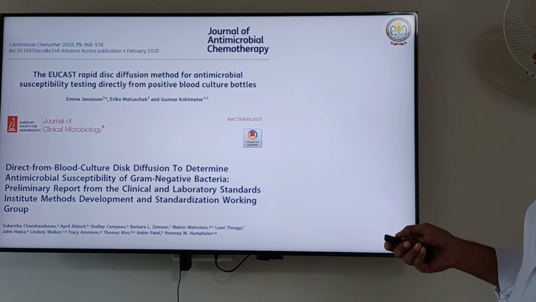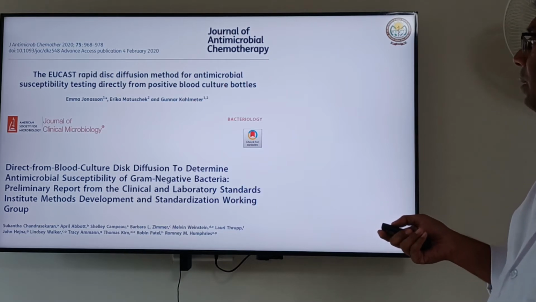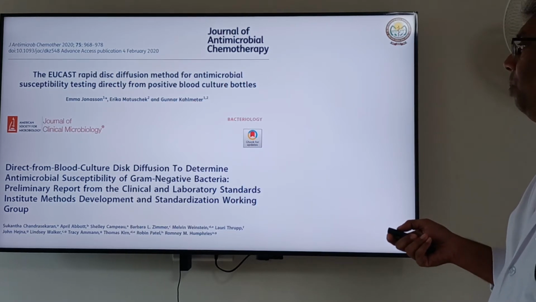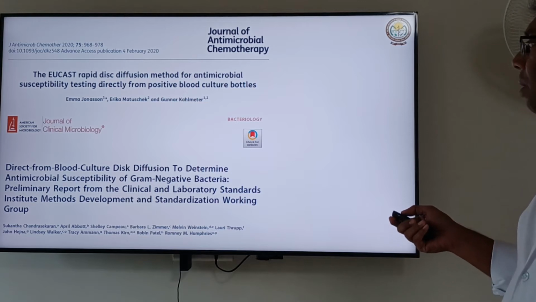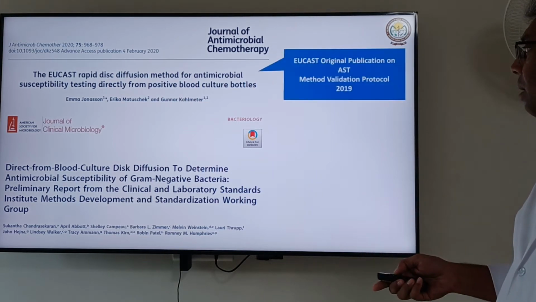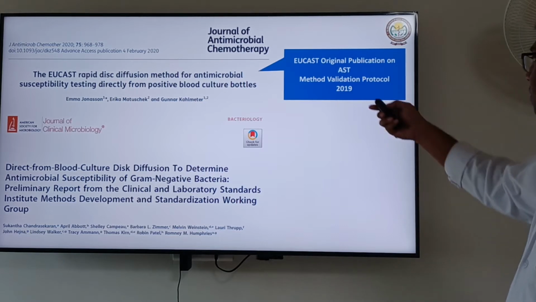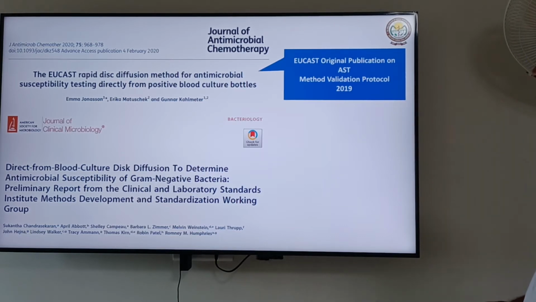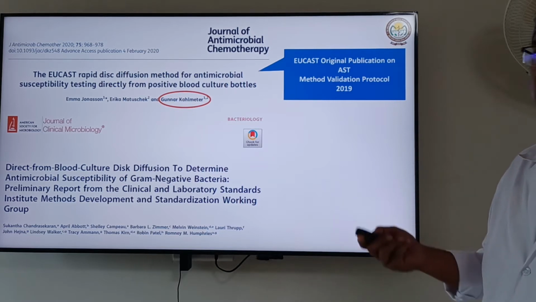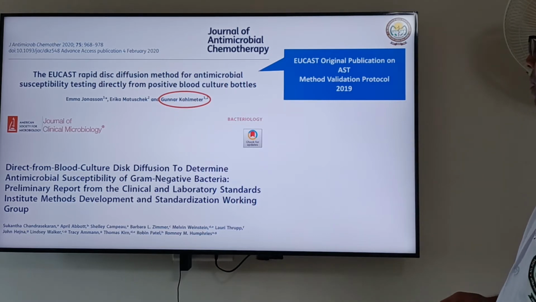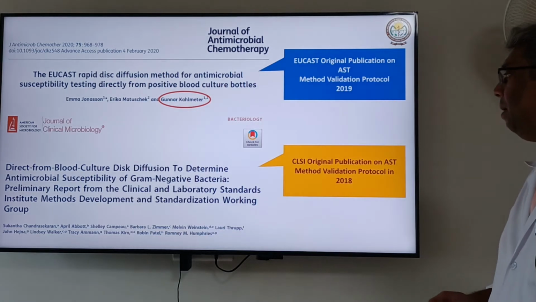So EUCAST developed this particular method, the EUCAST rapid disk diffusion method for antimicrobial susceptibility testing directly from blood culture bottles. This is the original publication of EUCAST, a method validation protocol in 2019, published in JAC, by Gunnar Kahlmeter, the main scientist involved in the development of the European EUCAST guidelines.